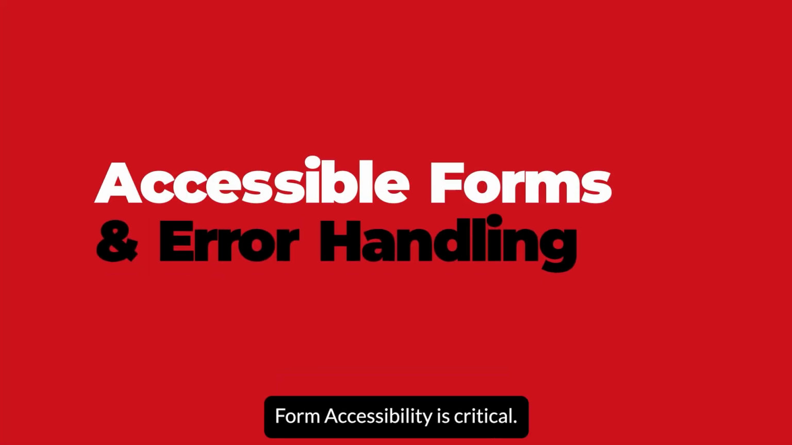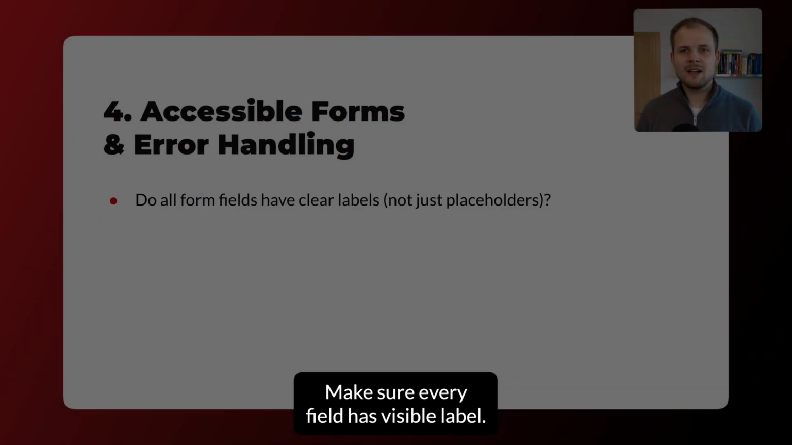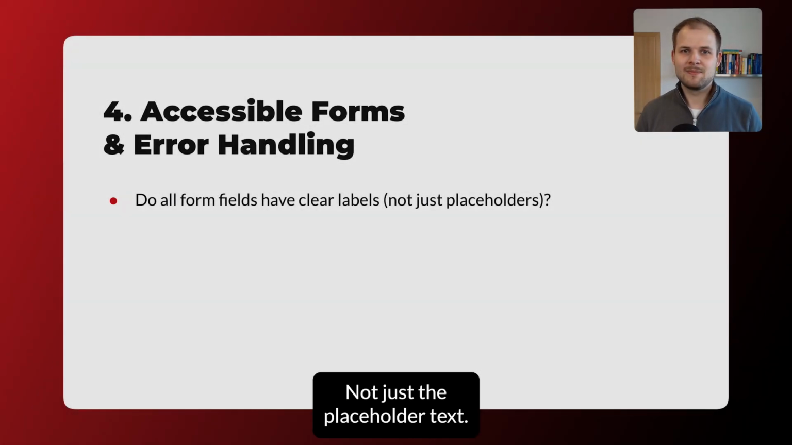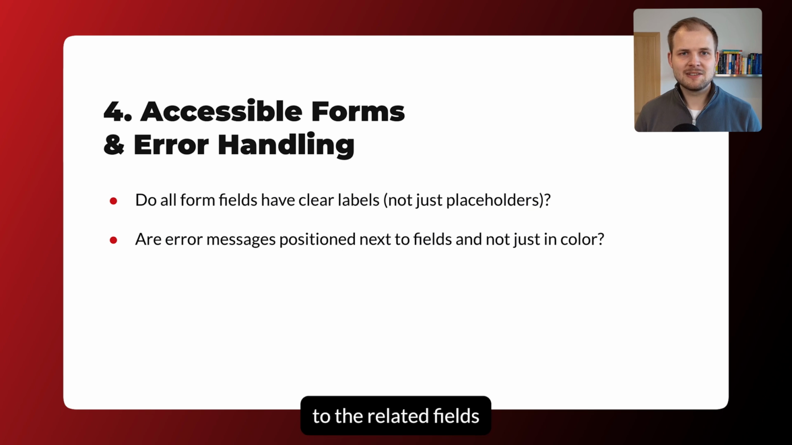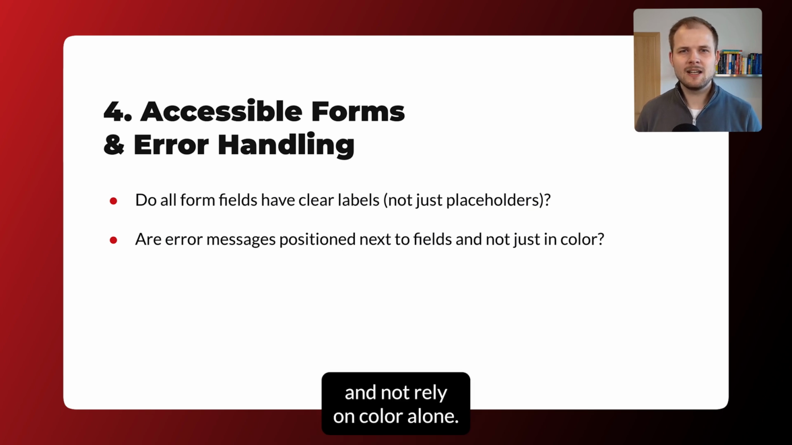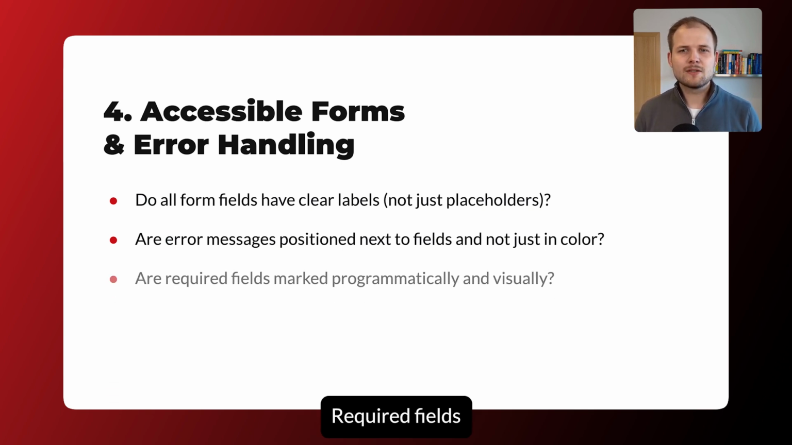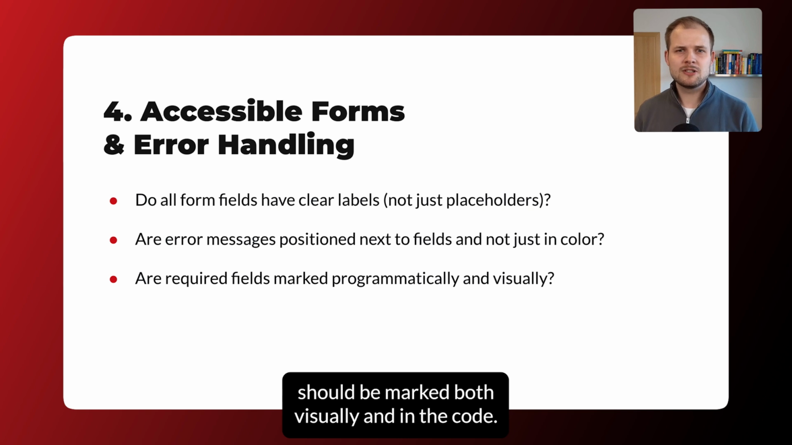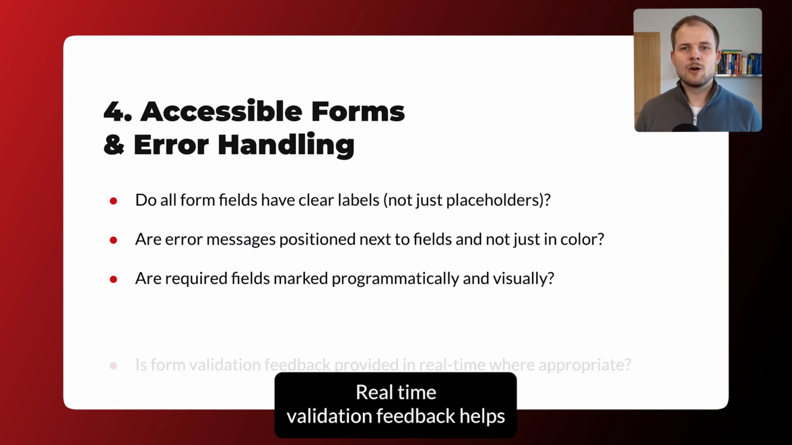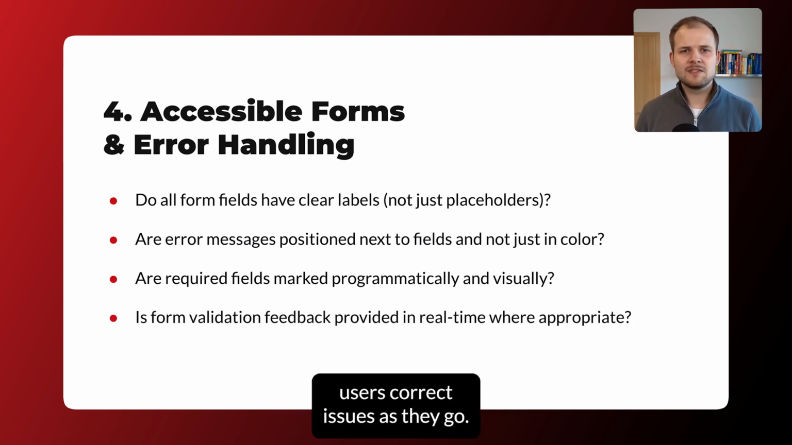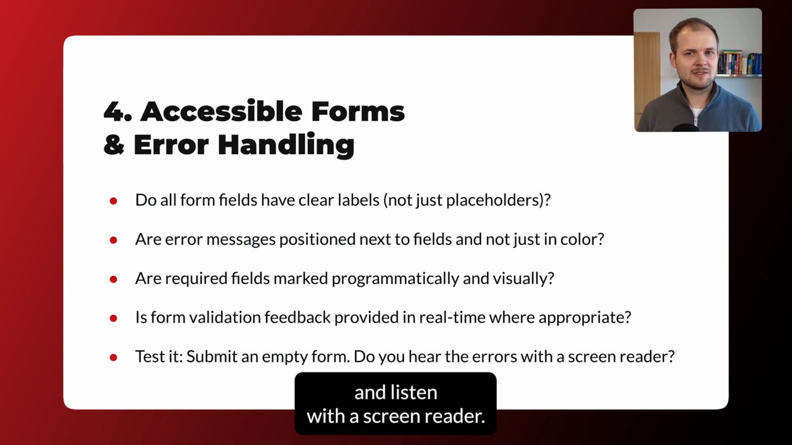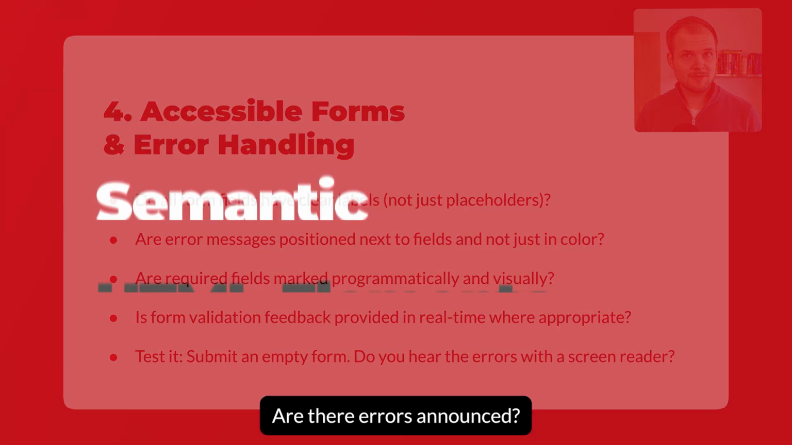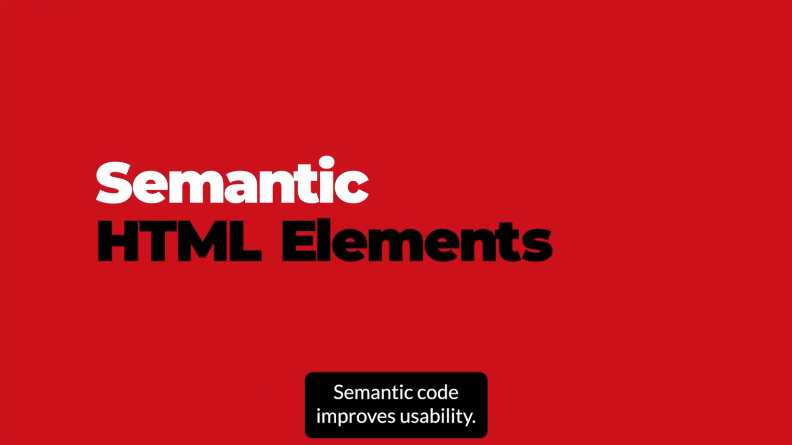Form accessibility is critical. Make sure every field has a visible label, not just placeholder text. Error messages should appear next to the related field and not rely on color alone. Required fields should be marked both visually and in the code. Real-time validation feedback helps users correct issues as they go. Test it. Submit an empty form and listen with a screen reader. Are the errors announced?